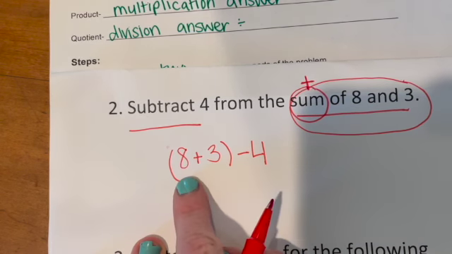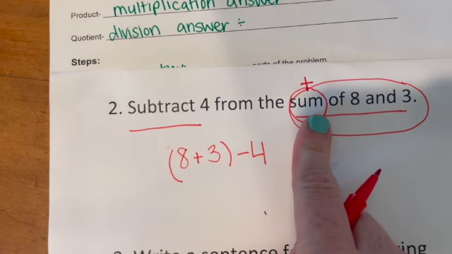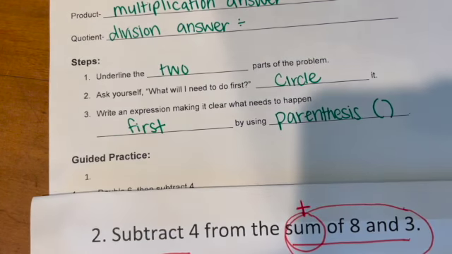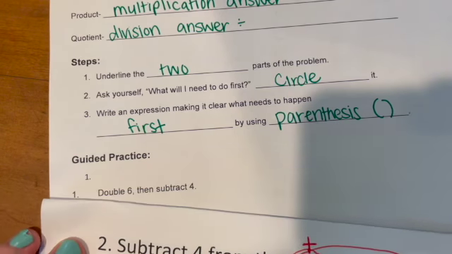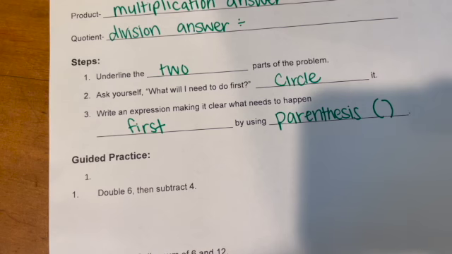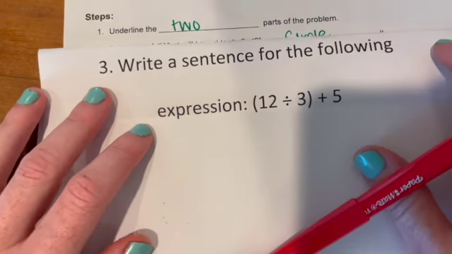So 8 plus 3 minus 4 is the exact same thing as saying subtract 4 from the sum of 8 and 3. Okay, I'm all done with step number 2. Problem number 2, and here's my final example that I'm going to be using a red pen for.